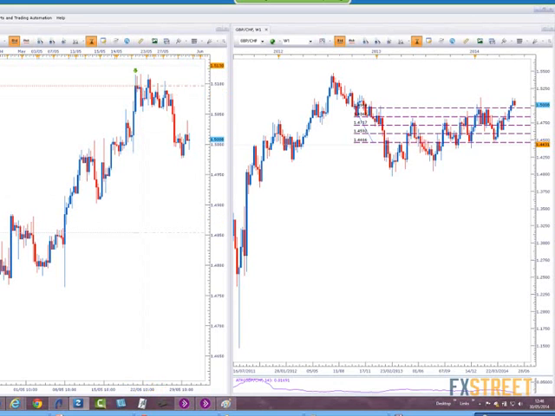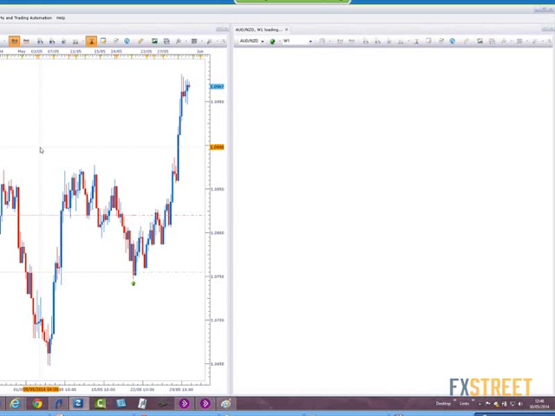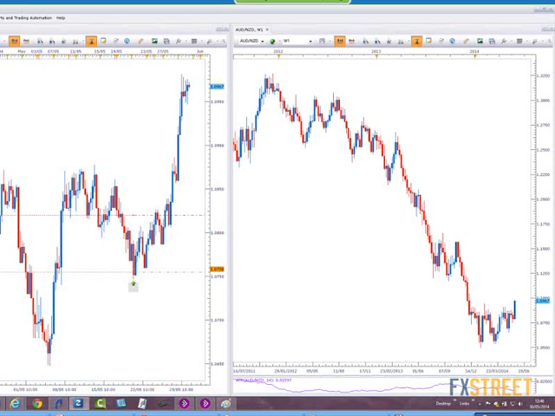But yeah, just so you can see the Aussie New Zealand, what I was talking about, you can see here, this is where I last bought Aussie New Zealand. Where I got long, I'm up 212 pips on this at the moment. Looking for that continuation of that upward move on there.